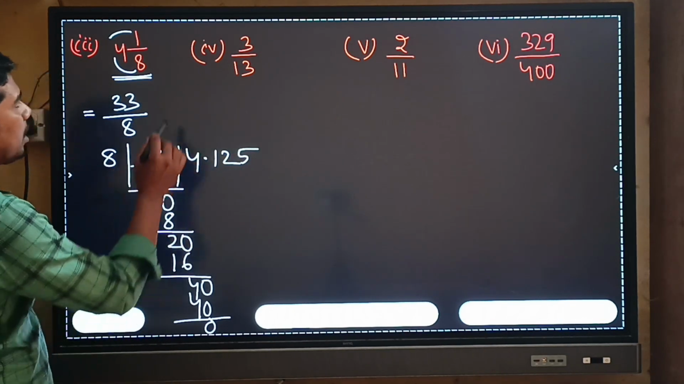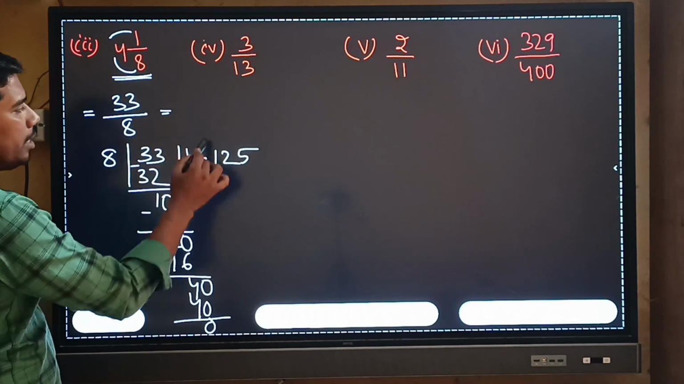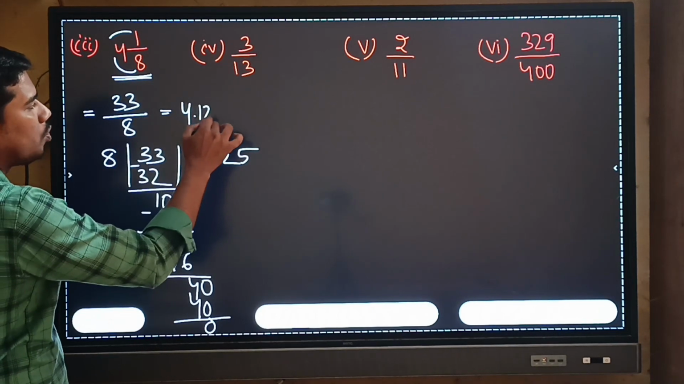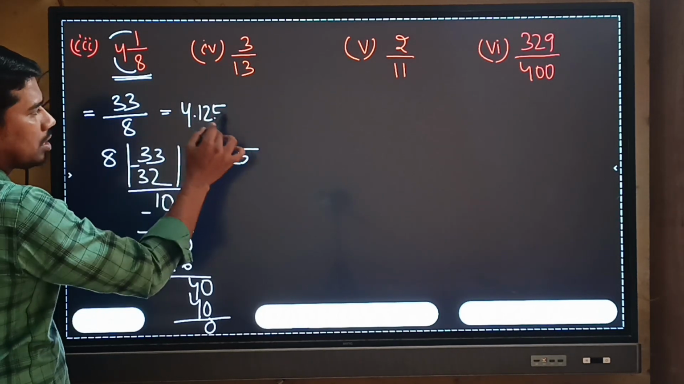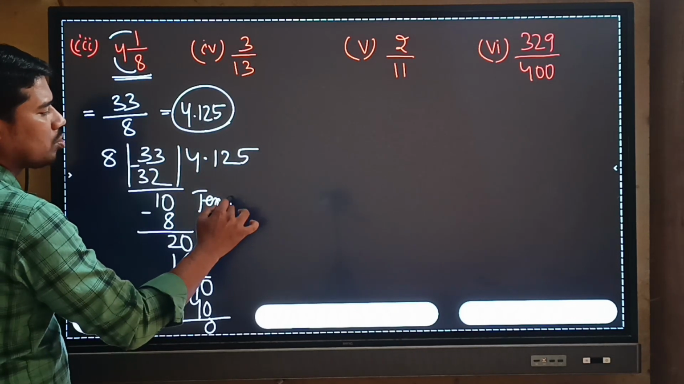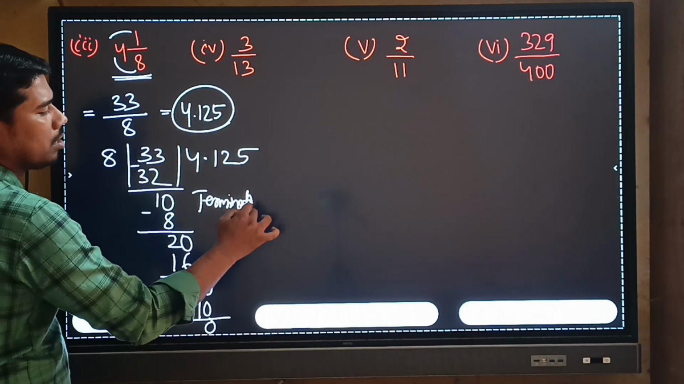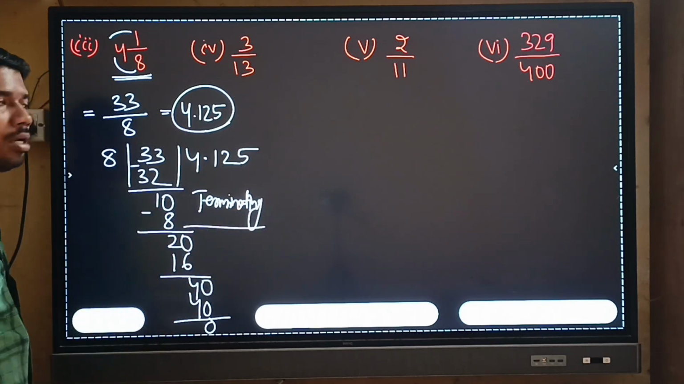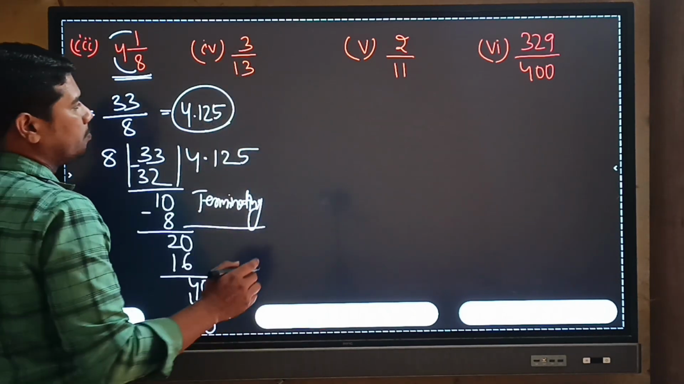Finished means the answer for 33 upon 8 is 4.125. That is finished. So it is known as a terminating decimal. Clear? Like 3 by 13.